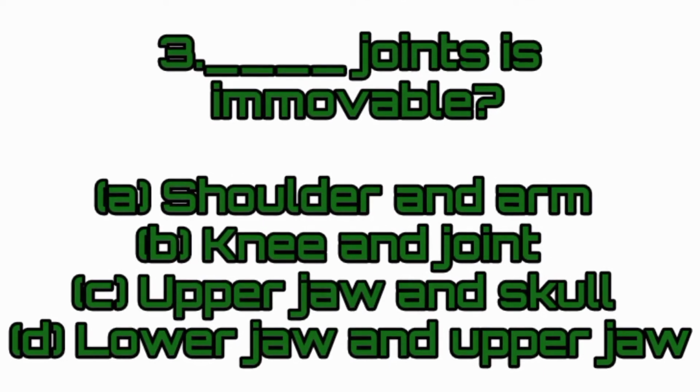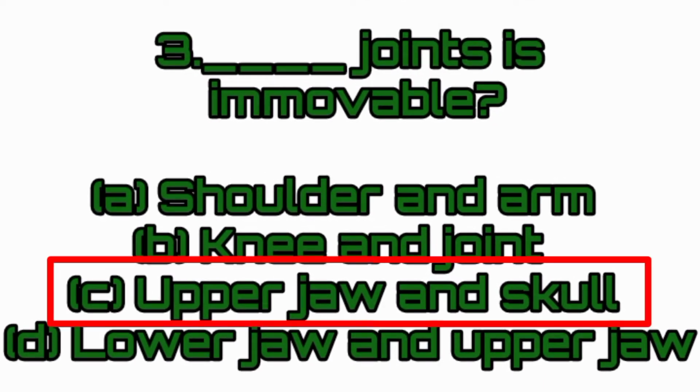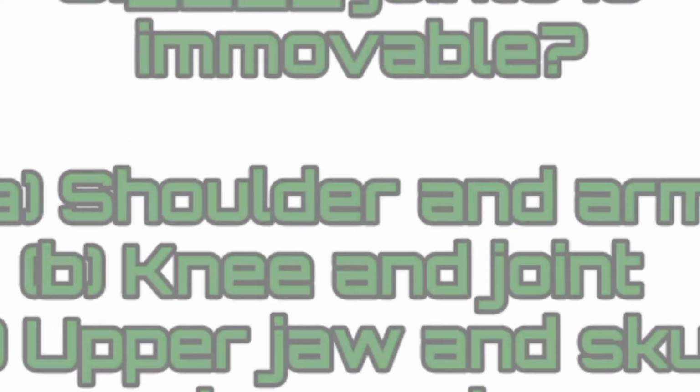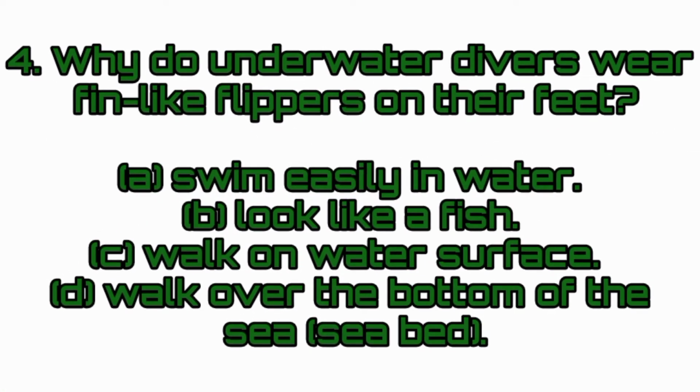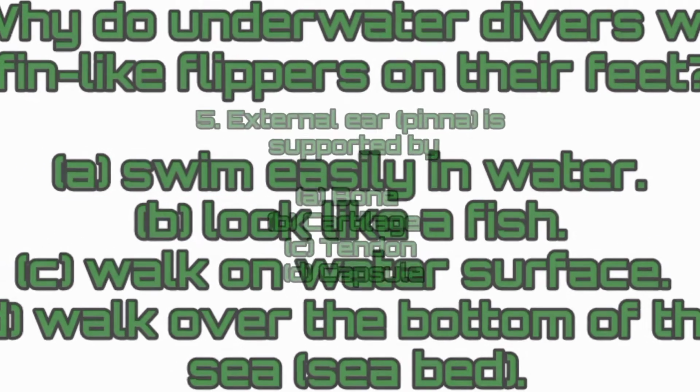Dash joints are immovable. Answer option C, upper jaw and skull. Upper jaw and skull joints are immovable. Why do underwater divers wear fin-like flippers on their feet? Answer option A, to swim easily in water.